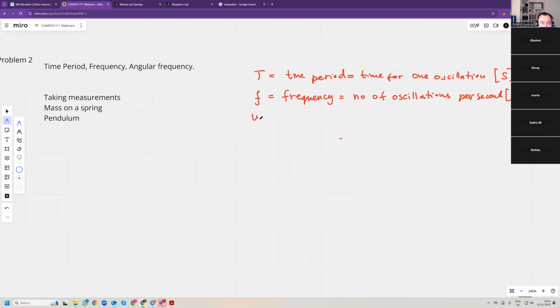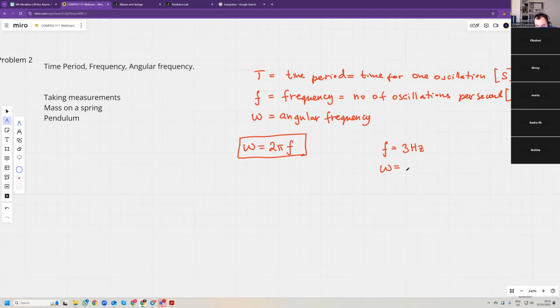And angular frequency, that's omega. Angular frequency is the number of radians per second. So I'll give you the formula. The angular frequency is 2 pi times the frequency. So for example, if frequency is 3 hertz, then the angular frequency is 2 pi times 3, so it's 6 pi radians per second.